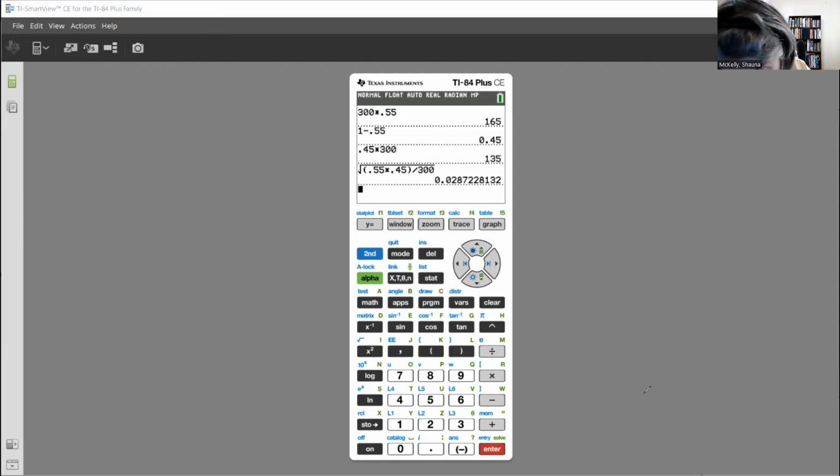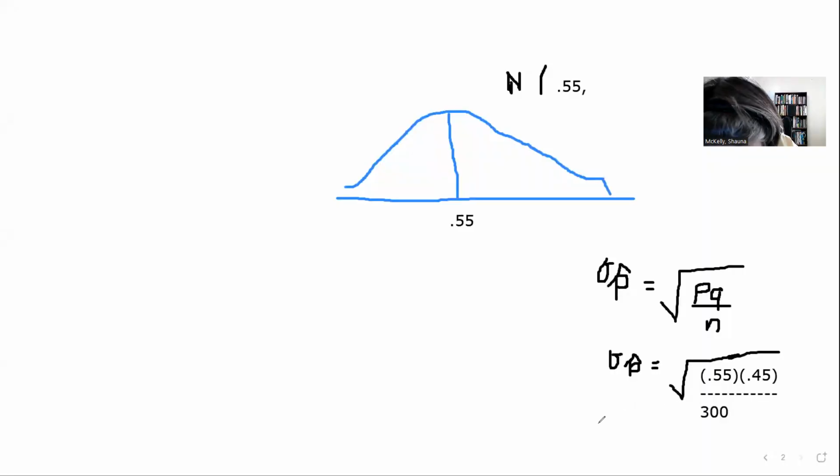This is sigma of p hat, and this is equal to 0.0287. If you're going to round this to 2 places for the sake of graphing, it's going to be 0.03 because there's an 8 behind the 2.